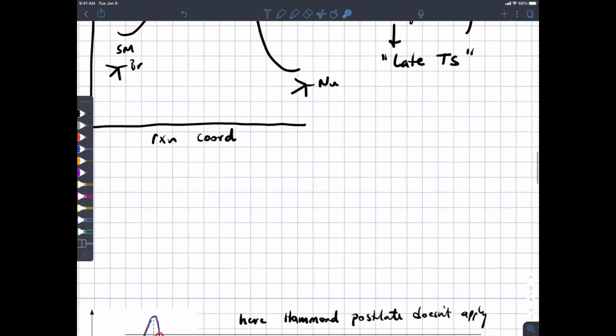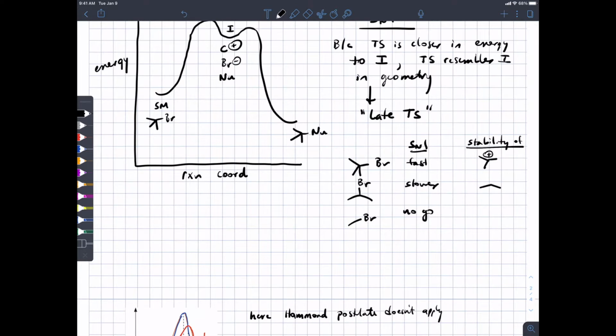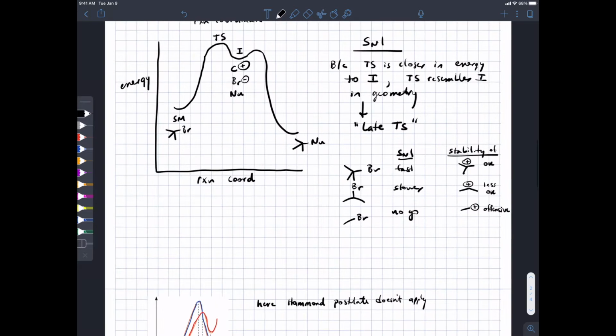But where you would use this principle is just like you've learned in 351, to explain why, say, this alkyl halide reacts faster than this one versus this one in the SN1 reaction: fast, slower, no-go. And that's related to the stability of the resulting carbocationic intermediate, which is okay, less okay, and offensive. Not in the gas phase, but in solution, kind of a problem.